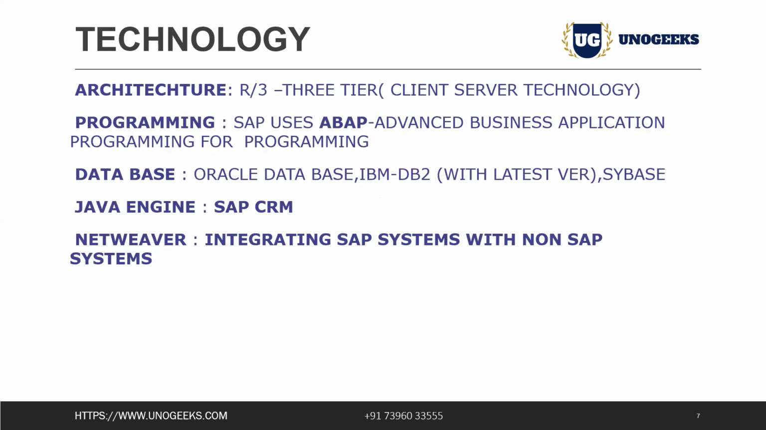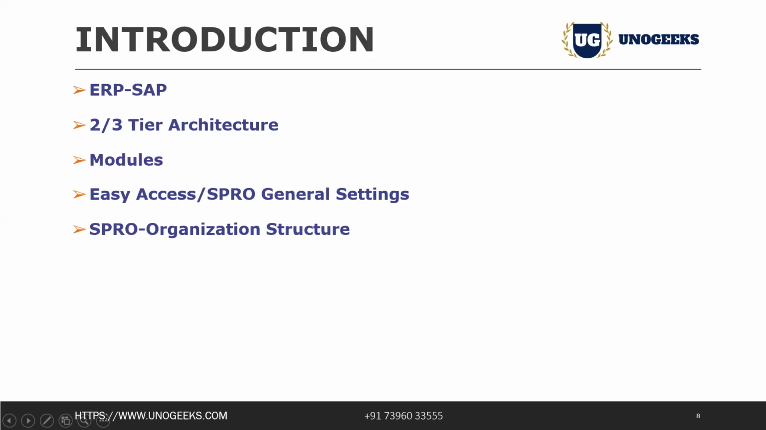Technology wise, like I said, the R3 structure is where SAP got recognized in the market. They use ABAP for programming. In the backend, they use Java and SQL. We are going to use transaction codes, okay? So I'm going to quickly go to the system and show you how it works.